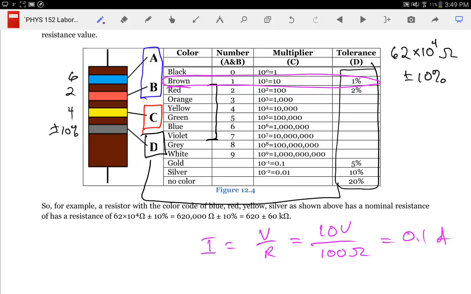If you choose one that has black for the third line, then you're going to draw too much current. If you choose one that's red, your current's going to be small. If you choose one that is orange or beyond, your current's going to be really small. So that's why we're choosing to have the third band black.